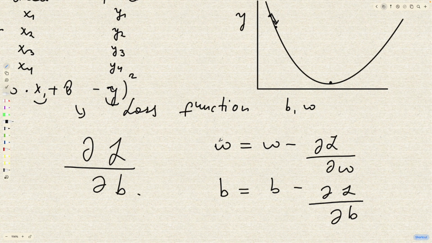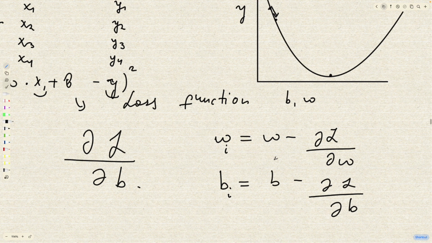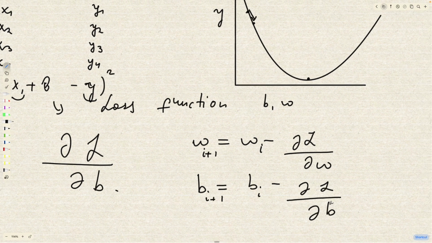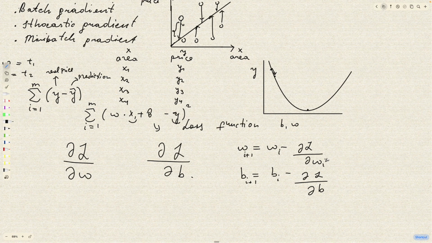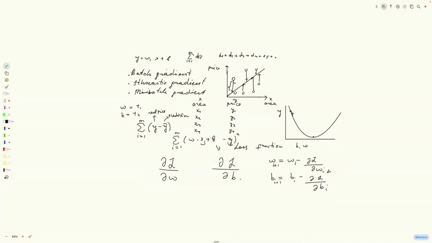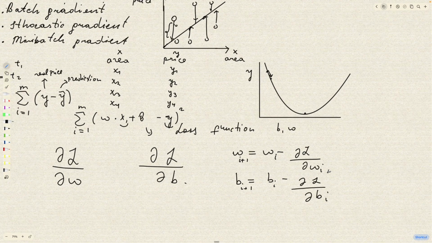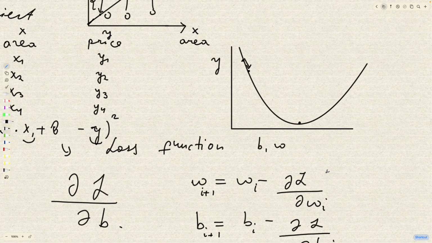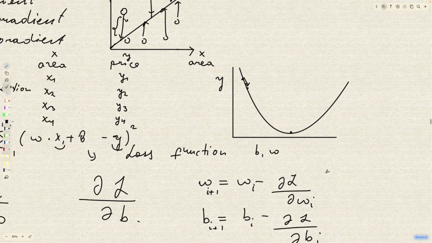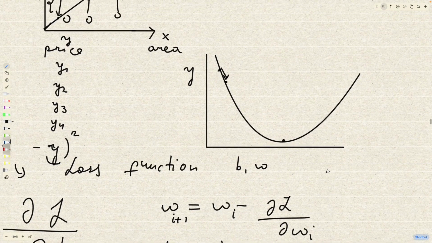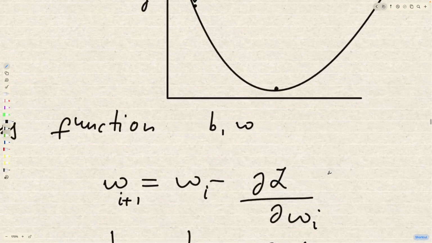So this is the new updated parameter, so we can denote them as vi, bi, plus 1 is equal to vi, bi. So we do it for some number of iterations, and that number of iterations is actually a hyperparameter. And we also can choose how fast we go in the direction of optimum value.